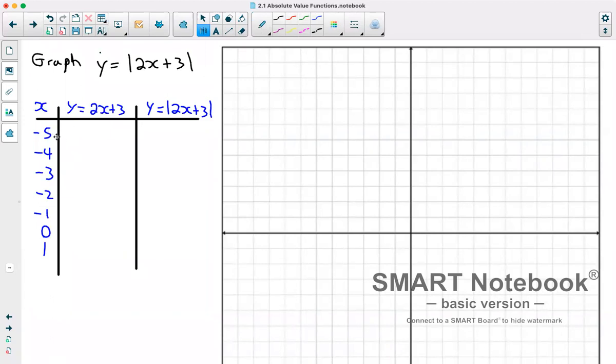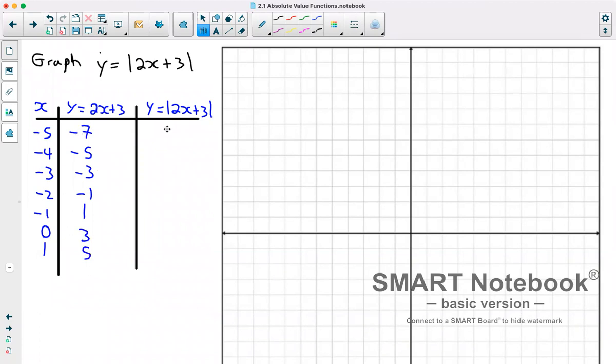Okay, so plugging these in, 2 times -5 would be -10, plus 3 gives us -7. 2 times -4 is -8, plus 3 is -5. 2 times -3 is -6, plus 3 is -3. 2 times -2 is -4, plus 3 is -1. 2 times -1 is -2, plus 3 is 1. 2 times 0 is 0, plus 3 is 3. 2 times 1 is 2, plus 3 is 5.